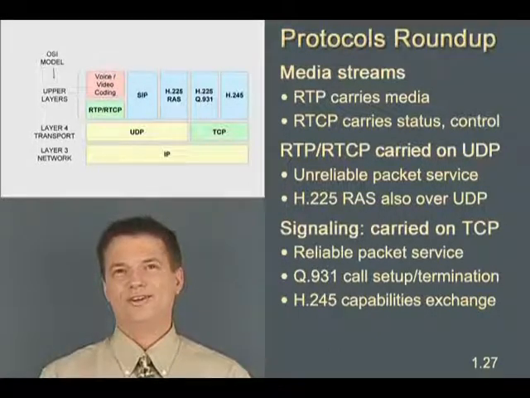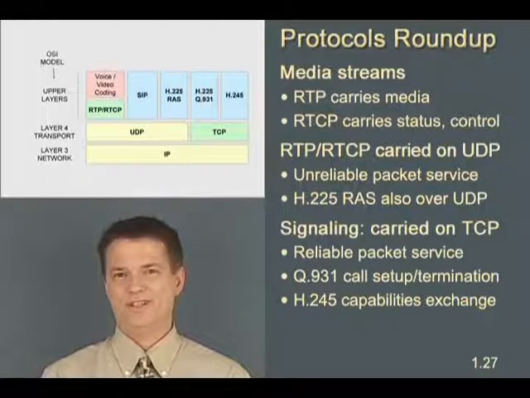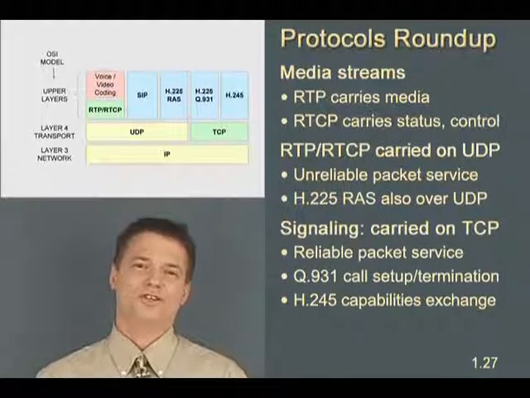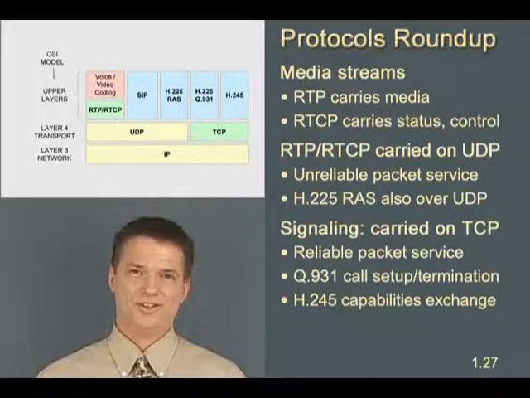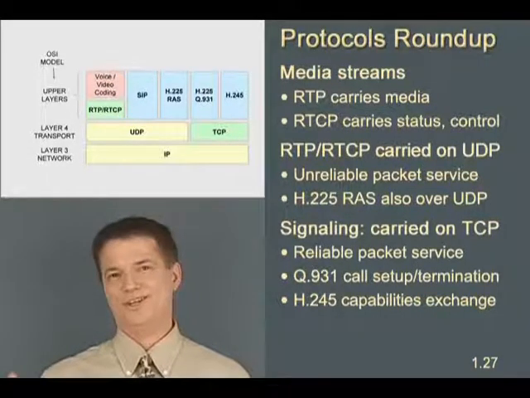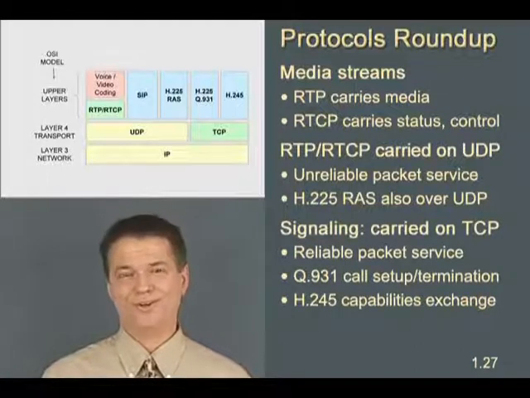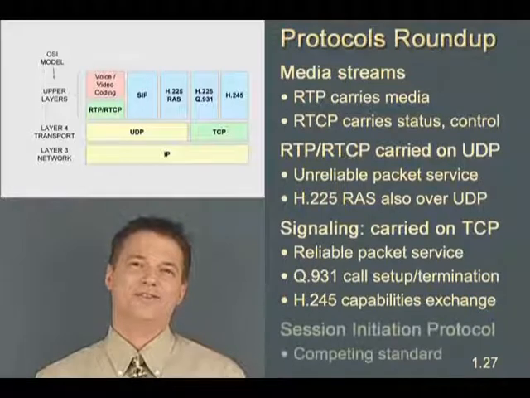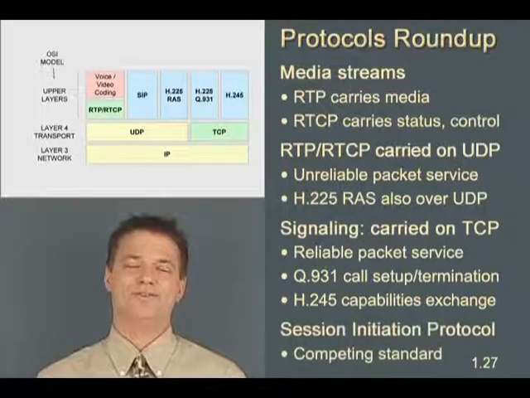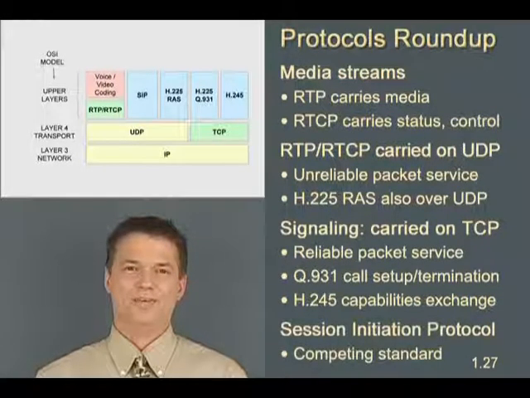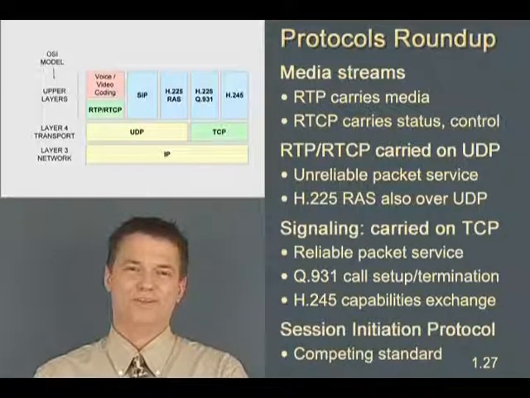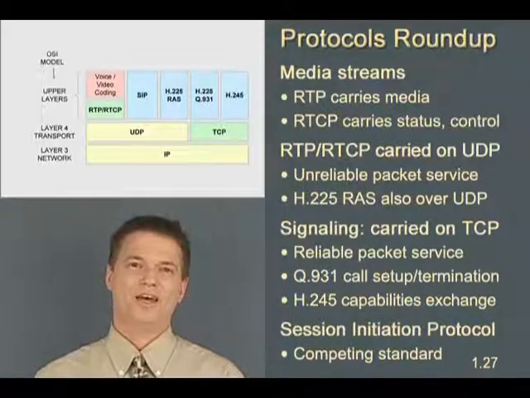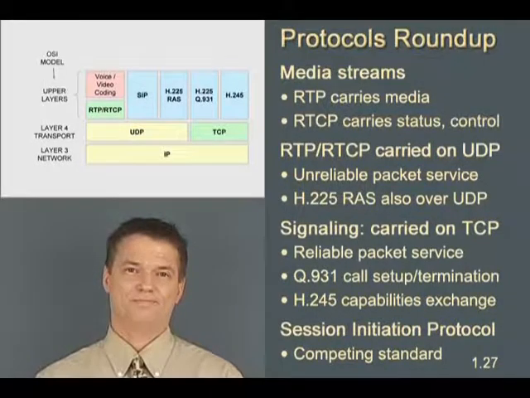Interestingly, not all of the signaling happens over a TCP connection. The H.225 registration, admission, and status functions happen over UDP, whereas the H.225 Q.931 call setup functions happen over TCP. And also SIP happens over UDP as well. SIP is a competing strategy for doing call setup, competing with H.225.